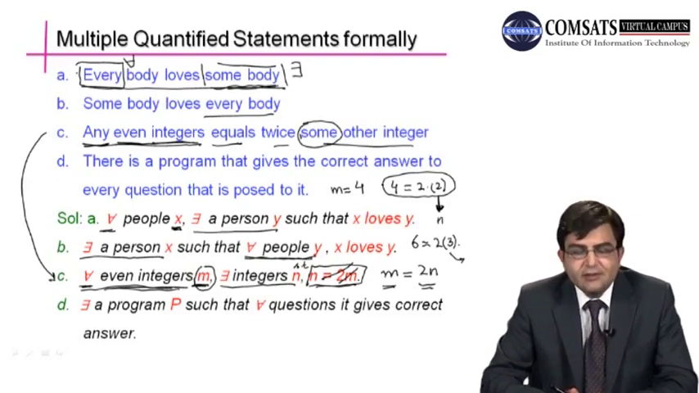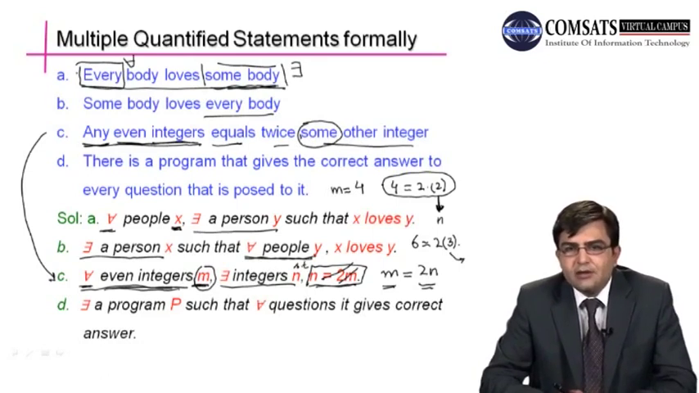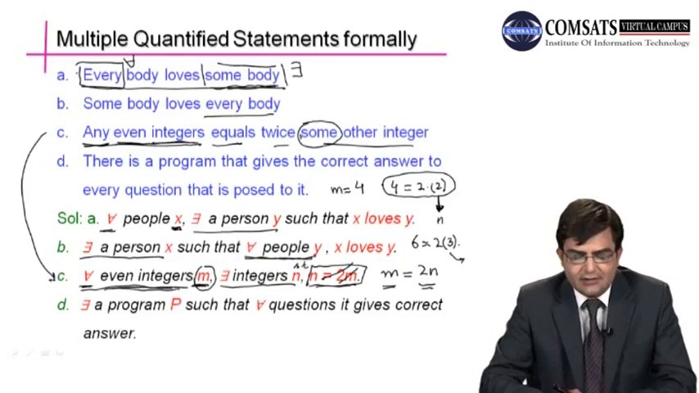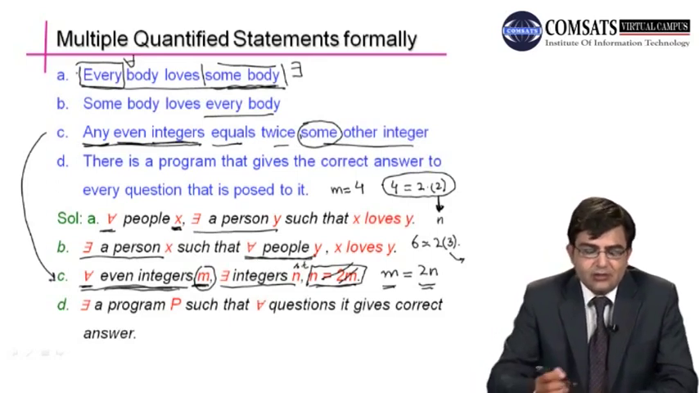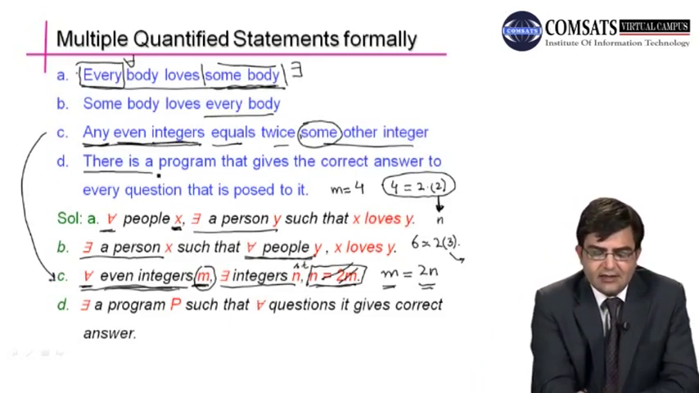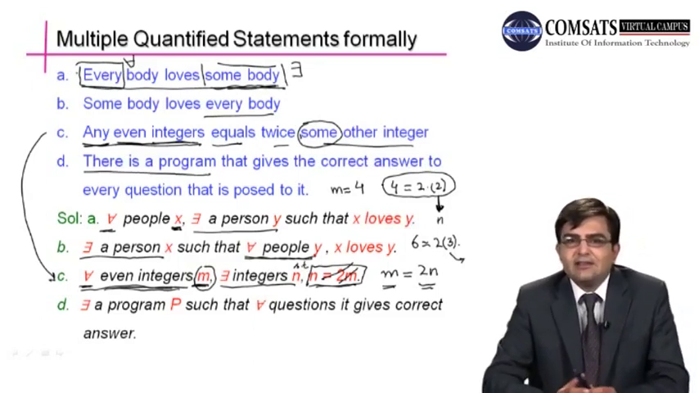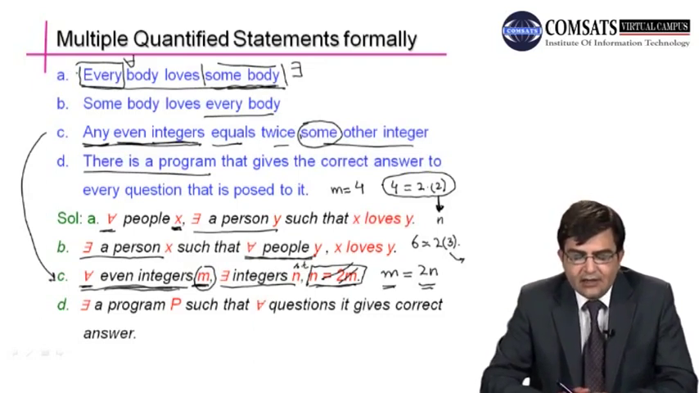Another example: there is a program that gives the correct answer to every question that is posed to it. It means there is a computer program, if we put any question in this program, it will give the correct answer. So what exists here? The first statement here, we can see, is that there is a program. There is a program means there exists at least one program that gives the correct answer to every question.